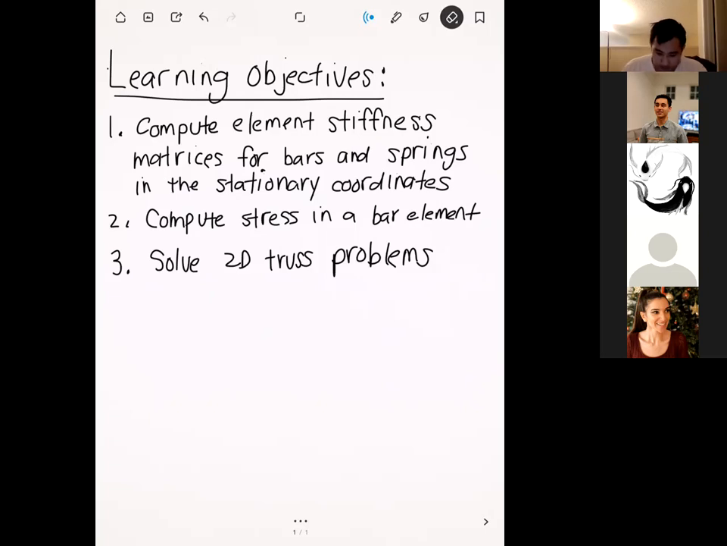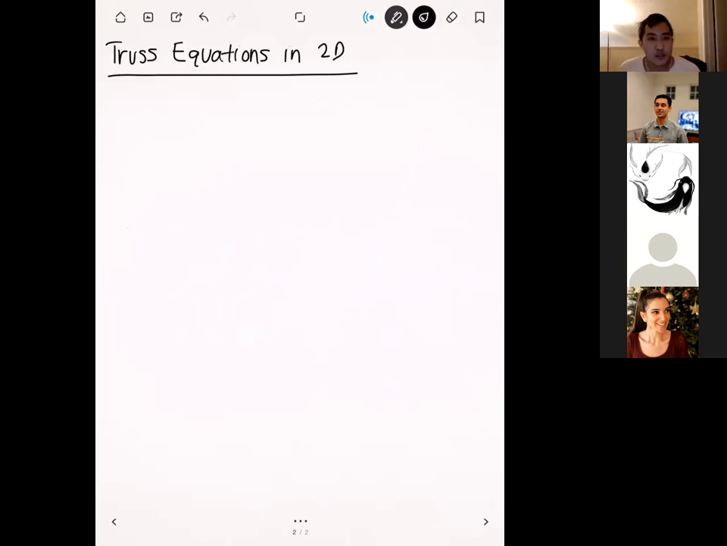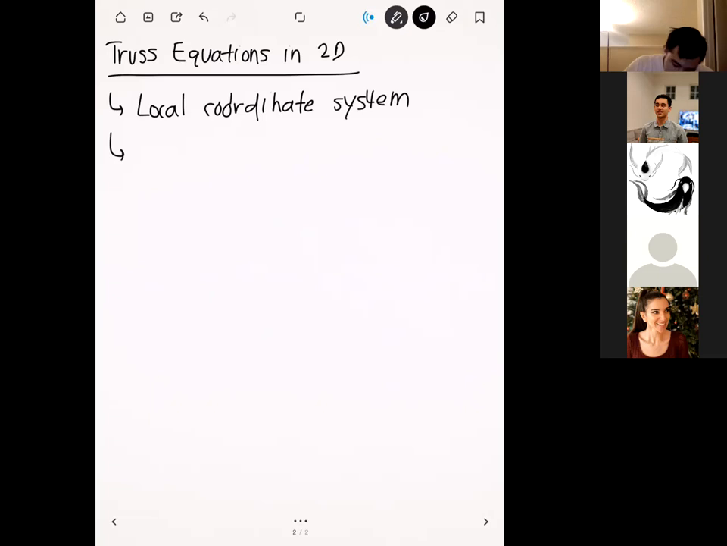Okay, let's go ahead and pick up where we left off. We were doing truss equations in 2D. I believe what we just finished talking about was our two coordinate systems. We had one coordinate system called the local coordinate system. And our other coordinate system was the stationary coordinate system.